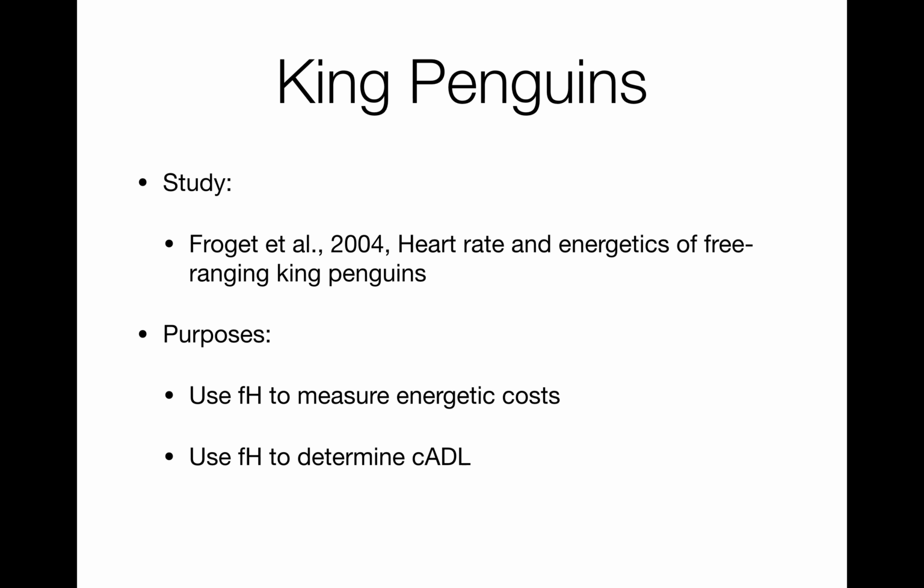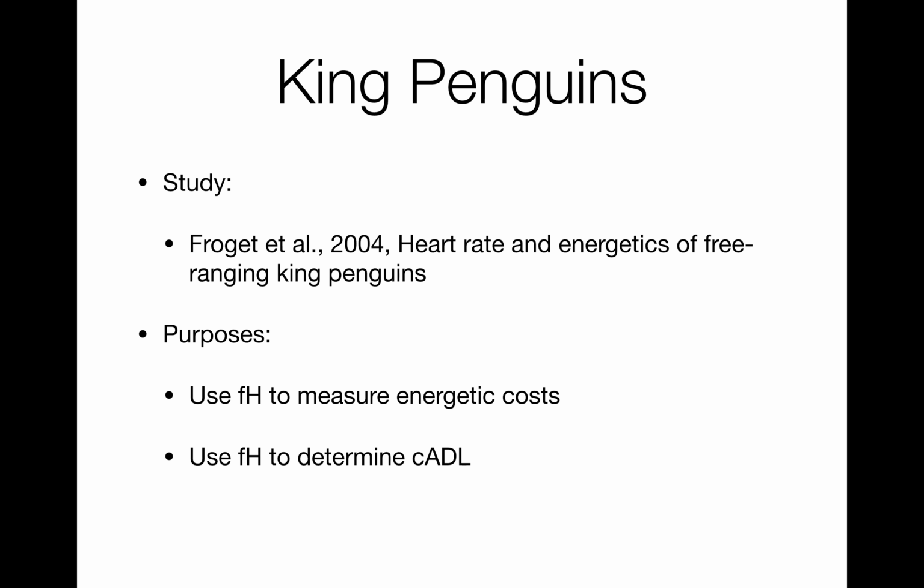Our first study is by Froget and Associates, 2004, Heart Rate and Energetics of Free-Ranging King Penguins. King penguins are the second largest penguins after the emperor penguin. They live in densely populated colonies, mostly on subantarctic islands.